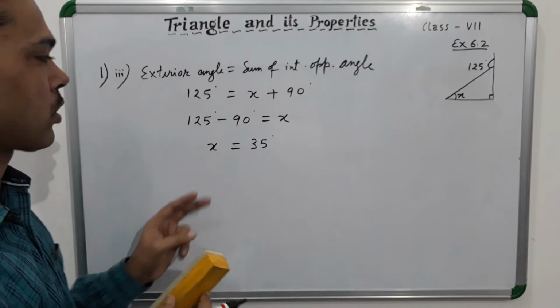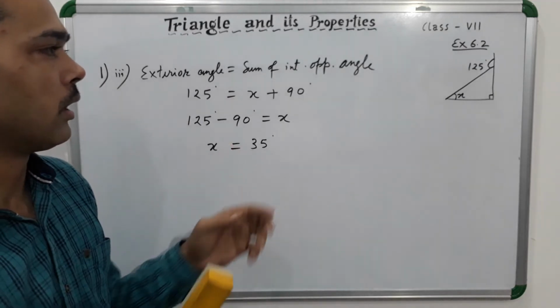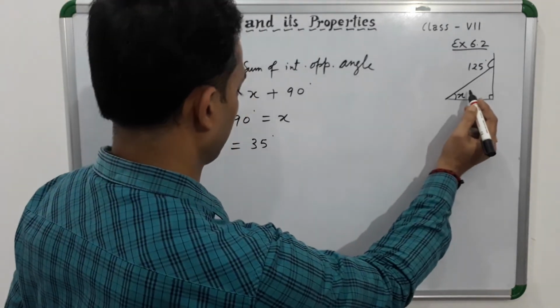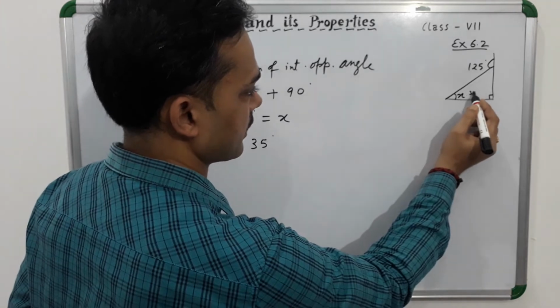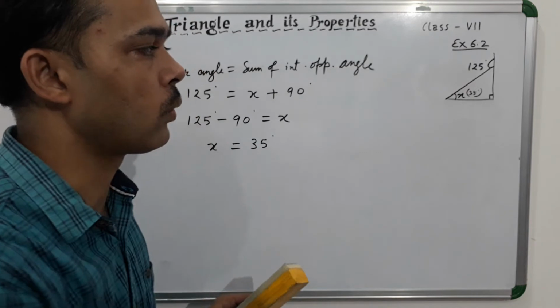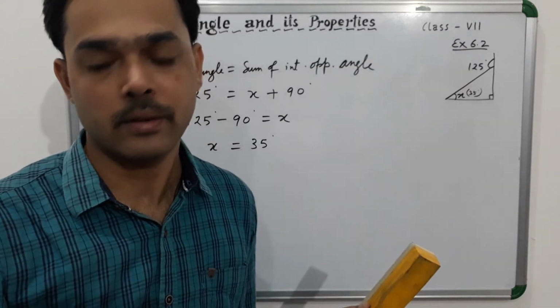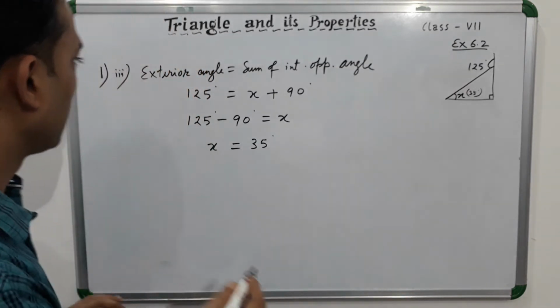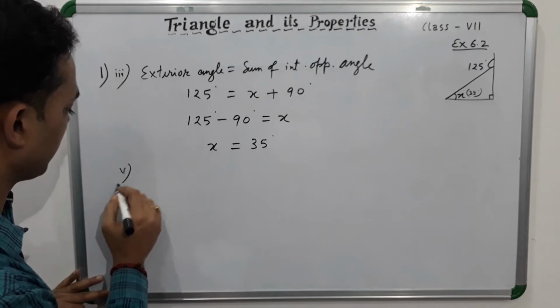In this way, x equals 125 minus 90, which is 35 degrees. So once again, to cross-check whether we have done it correctly or not, this is 35 degrees. Now when you add 35 and 90, you get 125 degrees.